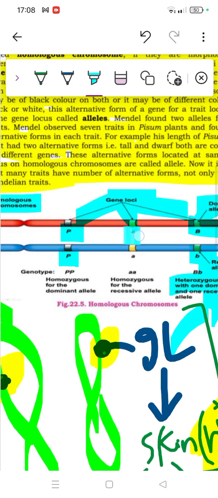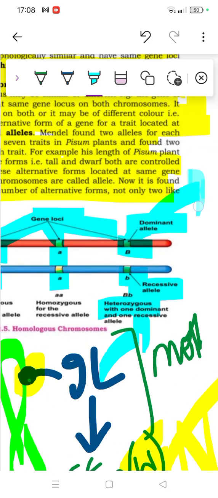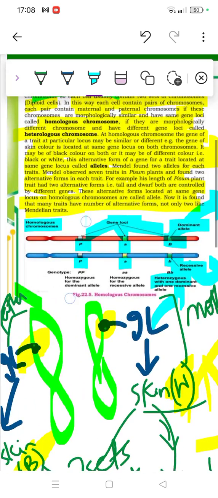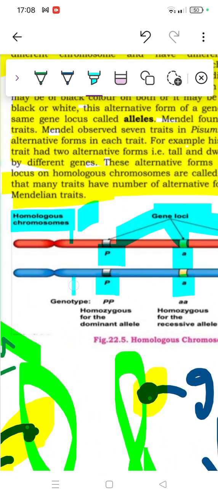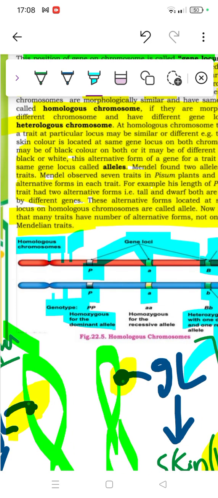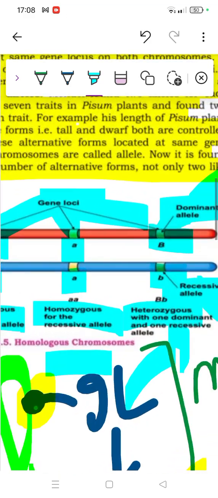And here A is also the same. So the gene is the one whose presence we see. Recessive is the one which is not going to be expressed. So homologous means the same structure, same chromosomes. Then genotype, which was homozygous, and this one is basically called heterozygous.